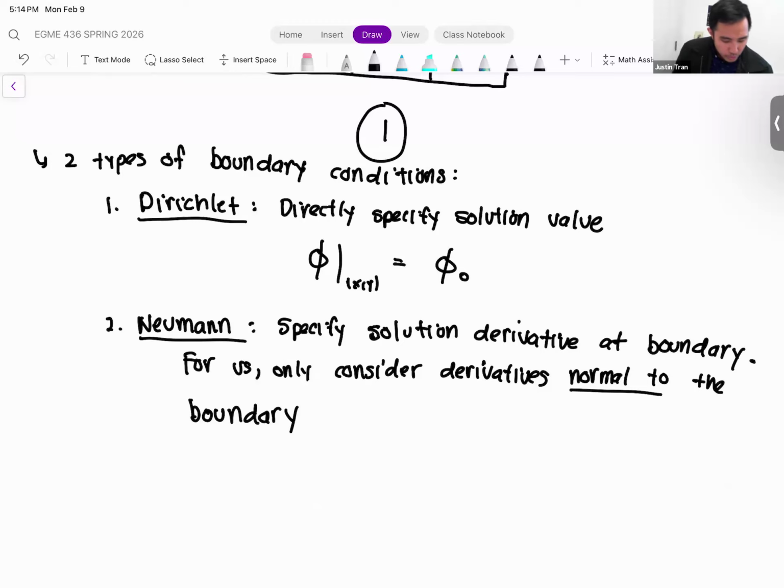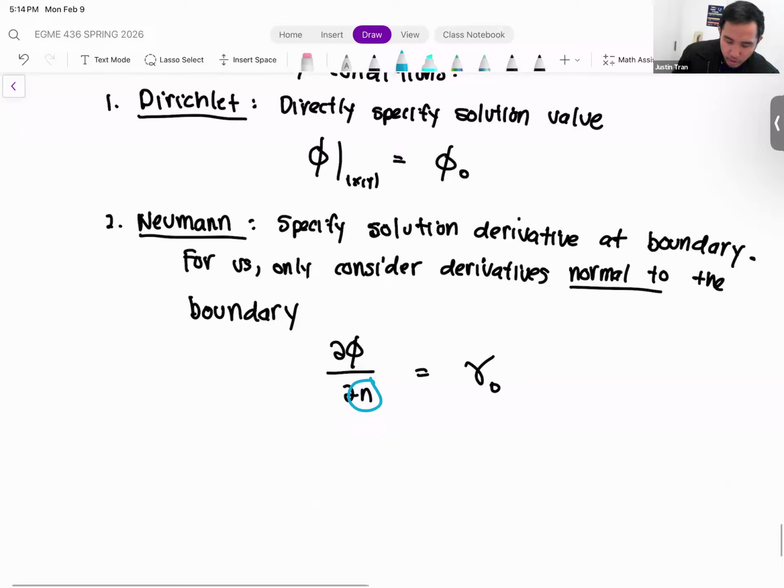Okay. And so you'll often see the derivatives displayed like this. So you have partial phi, partial n is equal to some value here. Where this n basically tells you that we're taking the derivative perpendicular, or normal, to whichever boundary we're looking at.